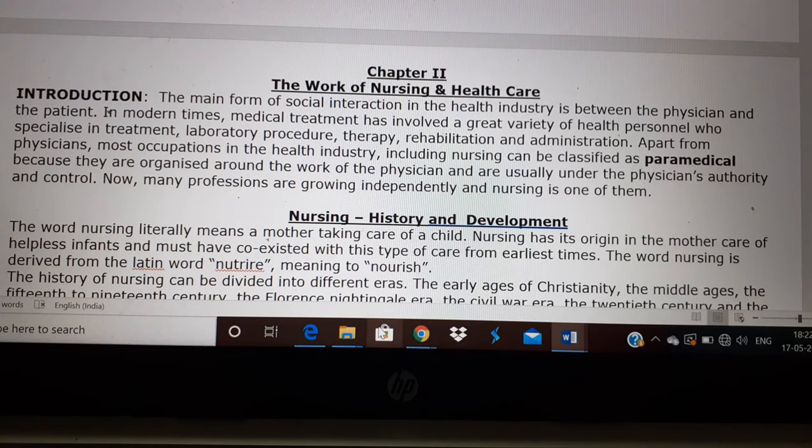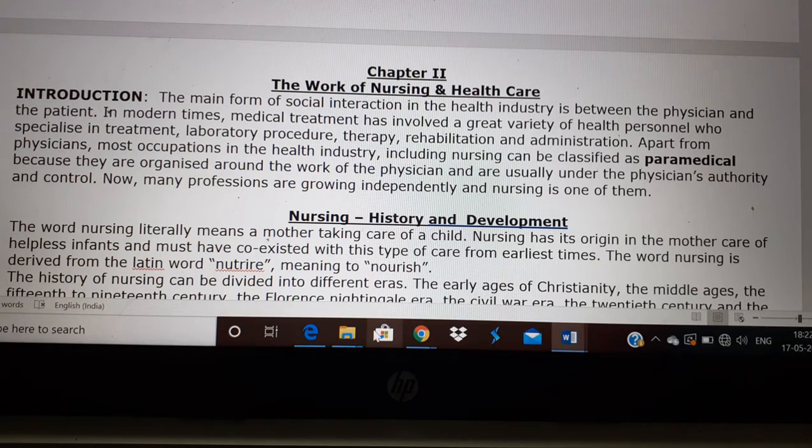Here we will see the history of nursing and how it developed over several years, or even hundreds of years. Okay, the word nursing literally means a mother taking care of the child. Before nursing became a profession, the word nursing was talking about how a mother took care of the child, especially a young child who was not able to take care of himself. So nursing has its origin in the mother's care for helpless infants.